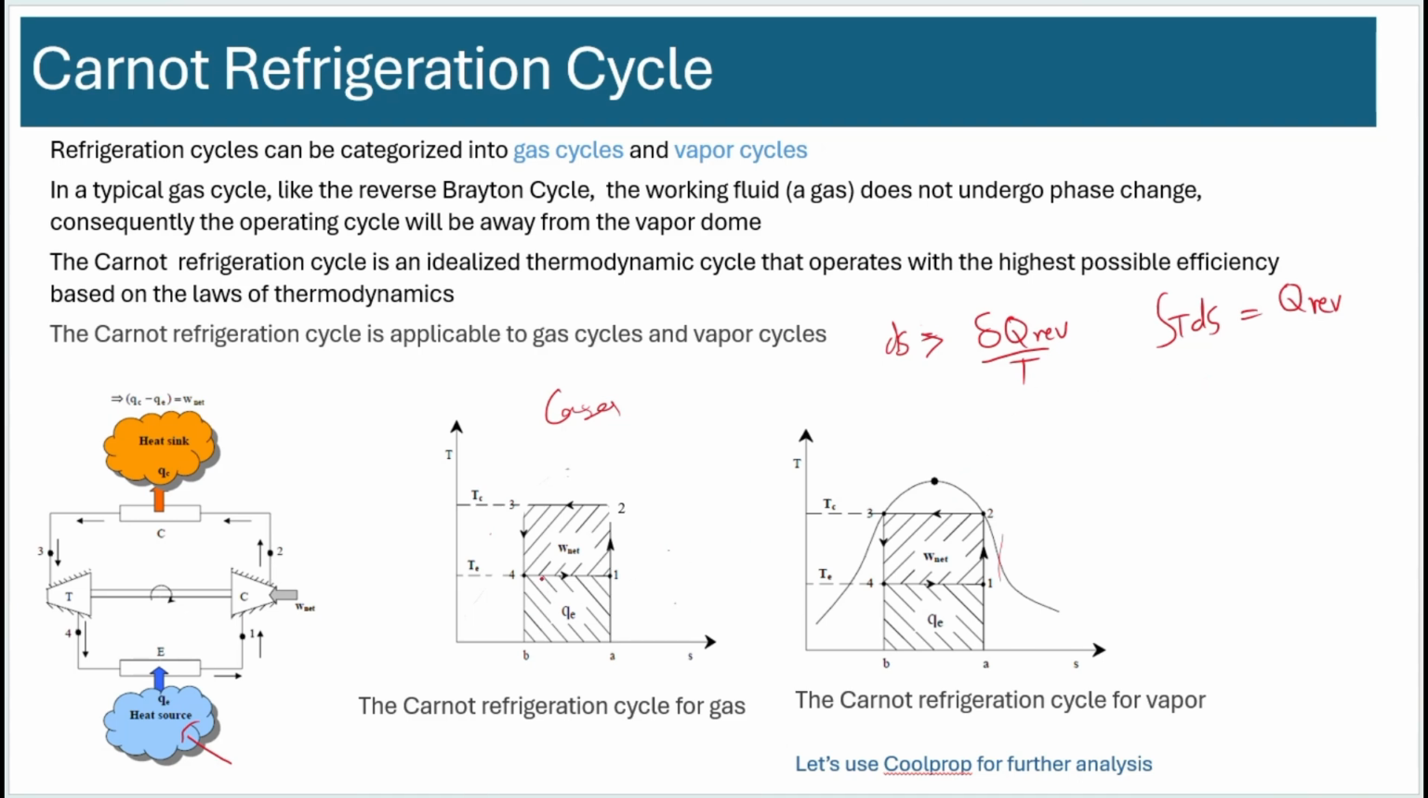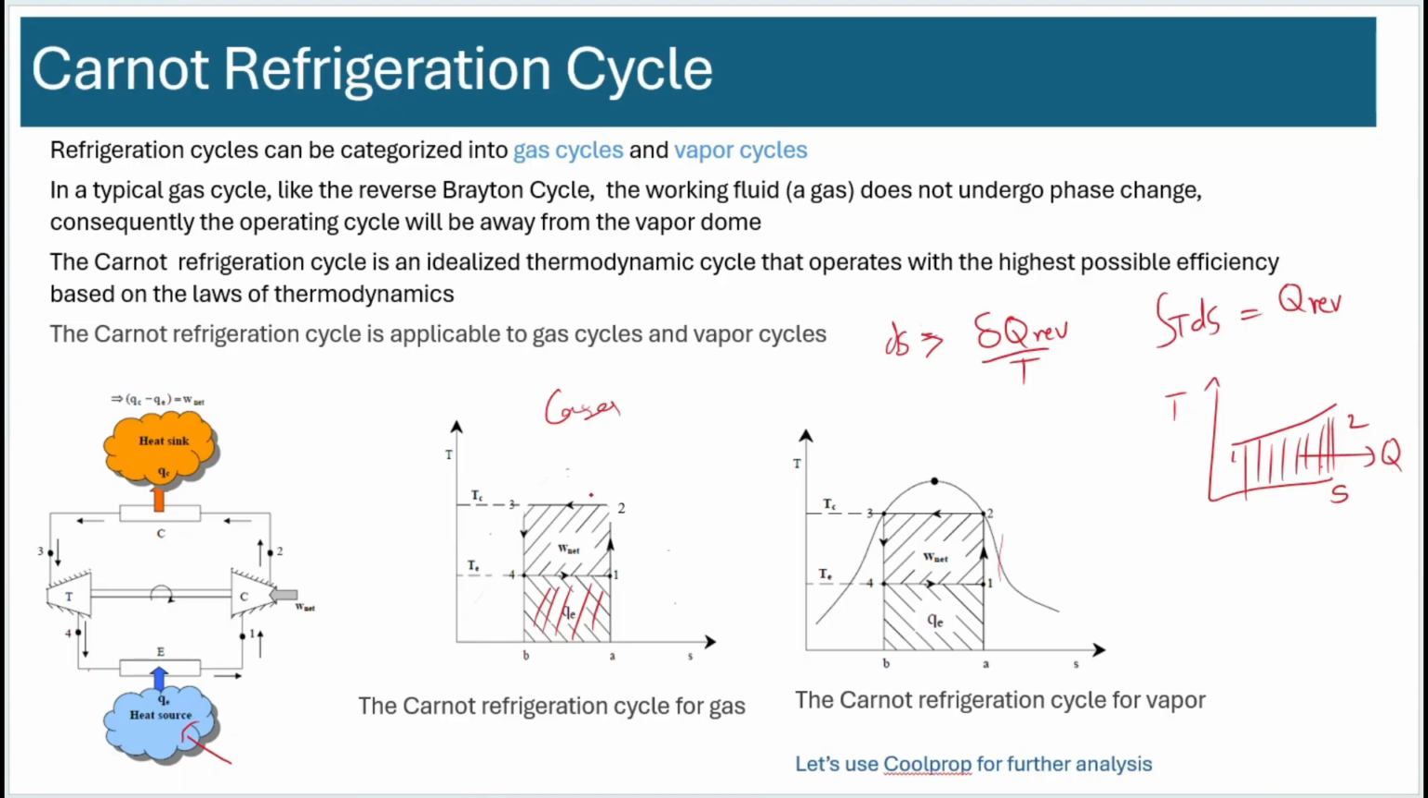Anyway, if you integrate and assume it's a reversible process, then on a TS diagram, for any process 1 to 2, the area under that process represents the heat that is transferred during that process. So in this case, from 4 to 1, this process represents the QE that is absorbed. For 2 to 3, it represents the overall QC that has been transferred.